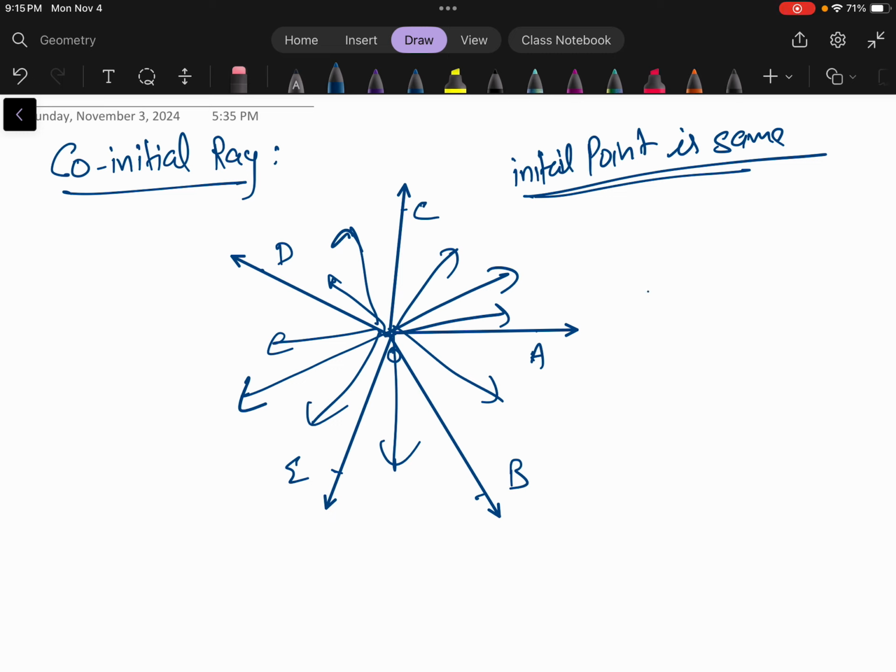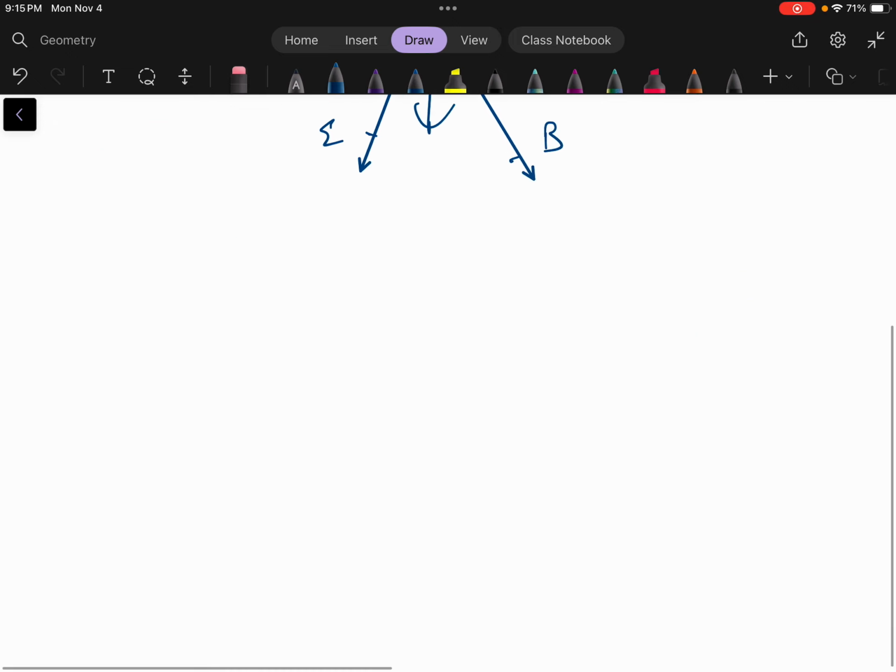So here we can say OA is a ray, OB is a ray, OC is a ray, OD is a ray, OE is a ray. All these are what we call co-initial rays. Clear? Now let's come to the second part.